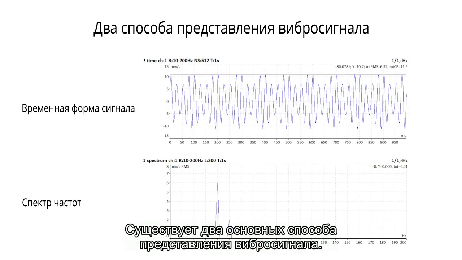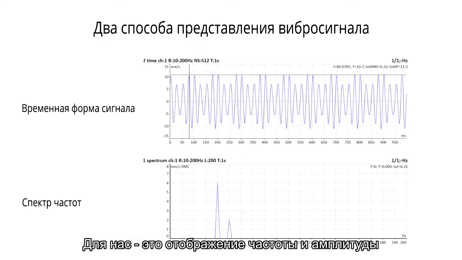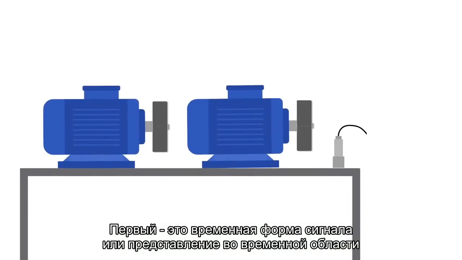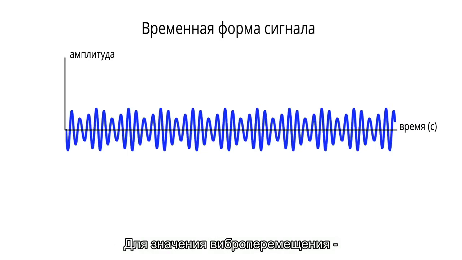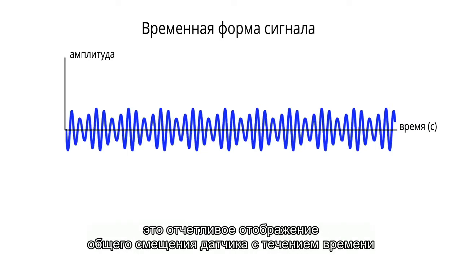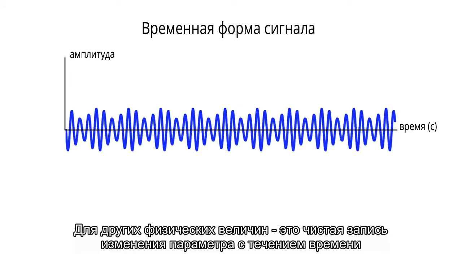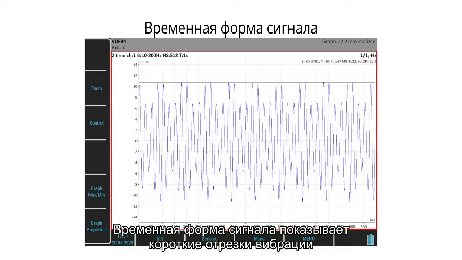We have 2 main ways of displaying the vibration signal. For us, this means frequency and amplitude. The first one is the time waveform, or time domain view. For the displacement value, it is a pure view of the sensor's total movement in time. For other physical quantities, it is their pure record of change over time. The time waveform shows a short time sample of vibration.